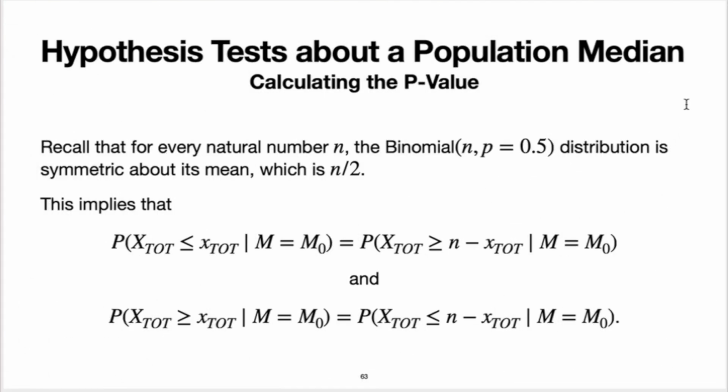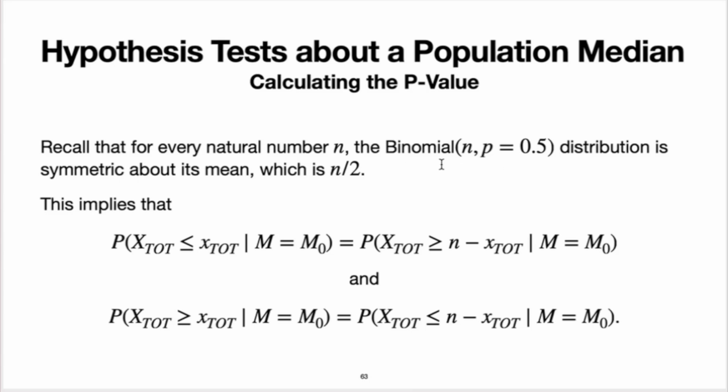Now, we can simplify those formulas a little bit, make our job a little bit easier, by recalling that for every natural number n, given number of trials, the binomial distribution with n trials and success probability equal to 0.5 is symmetric about its mean, which is n over 2.